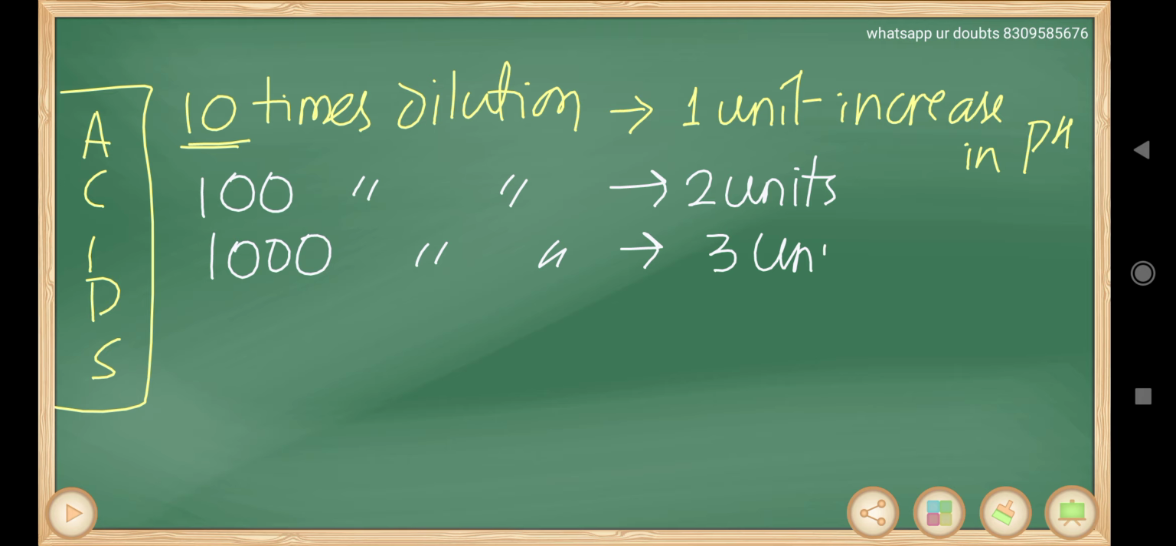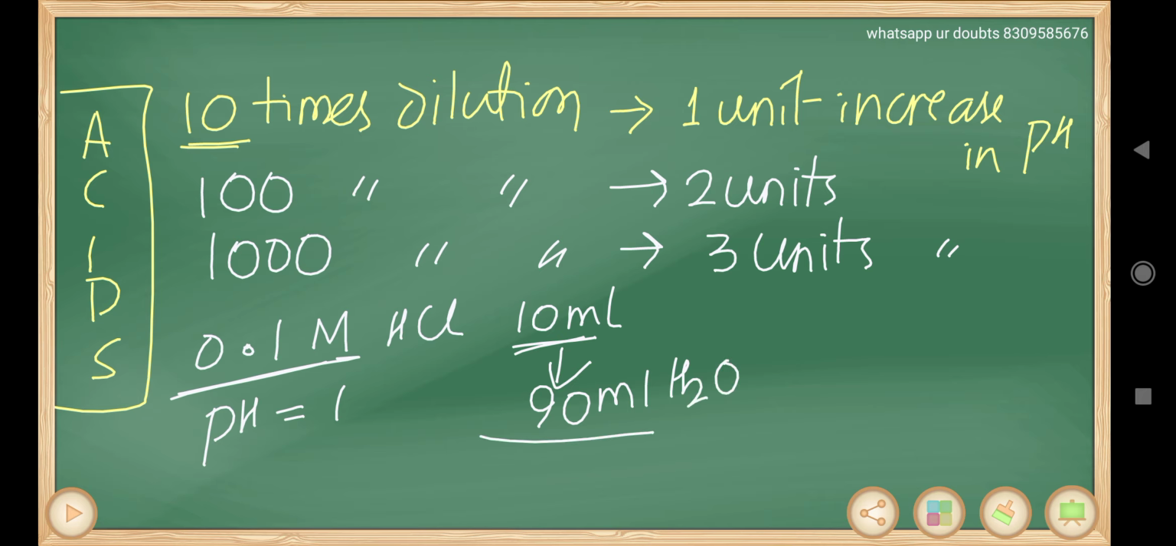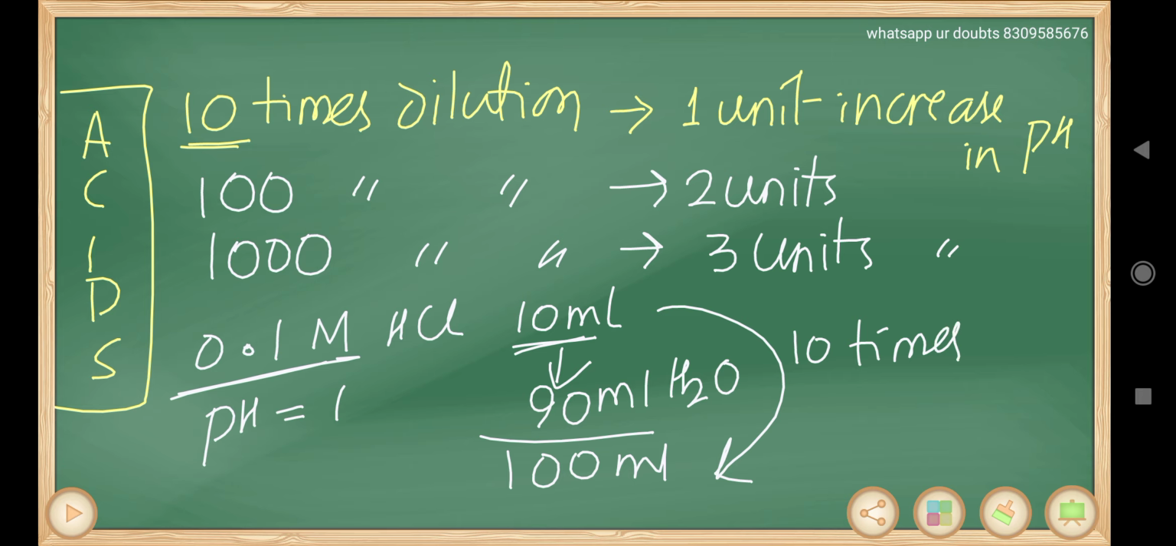What is the meaning of this? For example, 0.1 molar HCl is there, 10 ml. 0.1 molar means what is the pH? 1. 10 power minus 1, minus of log 10 power minus 1 means 1. Now, to this you are adding 90 ml water. So total it will become 100 ml. This is said to be 10 times dilution. 10 ml became 100 ml means 10 times dilution. When 10 times dilution is there, pH increases by 1 unit. This one will become 2 now.